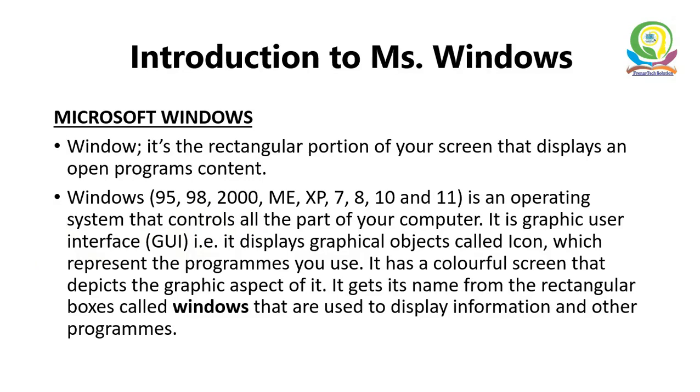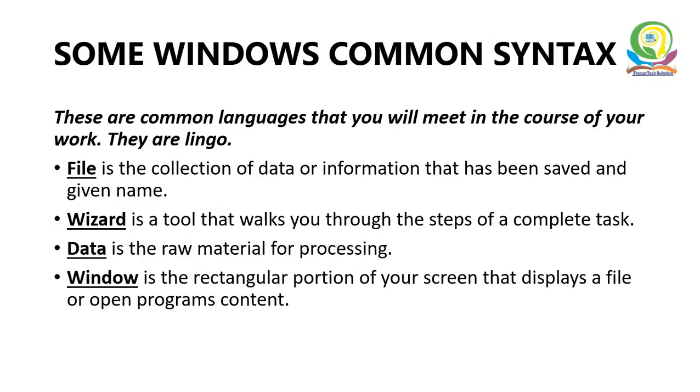Now we have some common terms, and there are some terms that you will meet in the course of using Windows. These are common languages that you will meet in the course of your work. Something like file. A file is a collection of data or information that has been saved and given a name. When you create a document and you save it and give a name to it, it becomes what? A file.